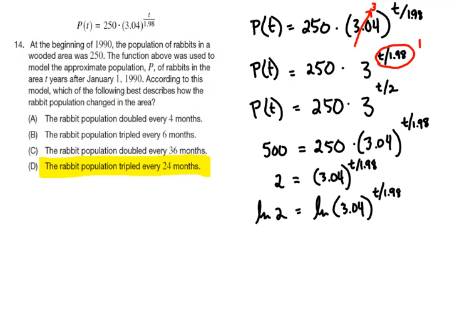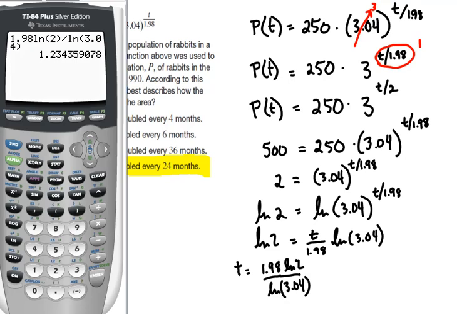If we take the natural log of both sides and use the properties of logs on the right side, and finally solving for t, we would get, so plugging that one into the calculator, we would get 1.234, which is roughly 1¼ years, or 12 months for 1 year, 3 months for ¼ year, so about 15 months. It would double in 15 months. But we don't have an answer like that.